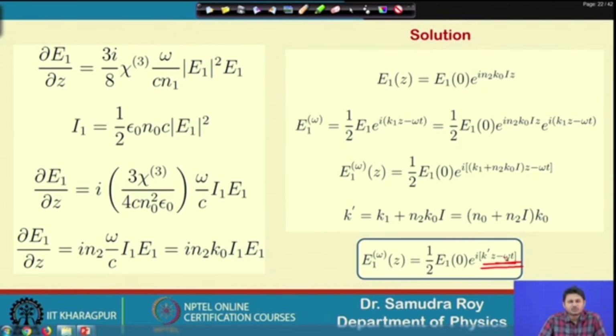So, today we would like to conclude our class. Today we learned about self phase modulation, and for self phase modulation we find that if an electric field is launched in a system which has a Kerr nonlinearity, its phase is going to evolve, and because of the evolution of the phase, the propagation constant k is now changed. Previously it was k, right now it is k plus some term, and this extra term is coming because of this nonlinear refractive index change. So, with that note, let me conclude here.